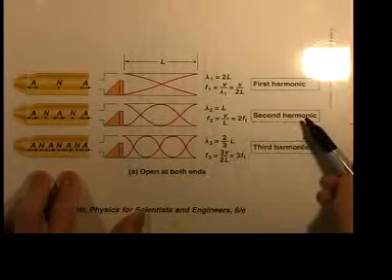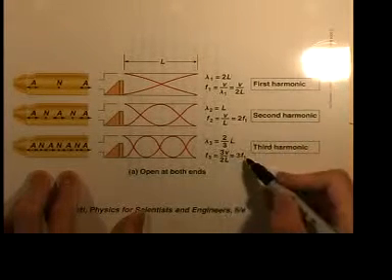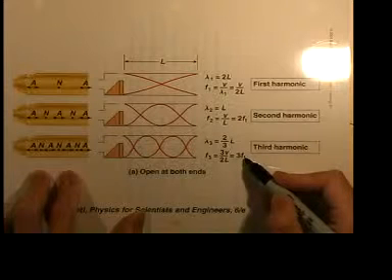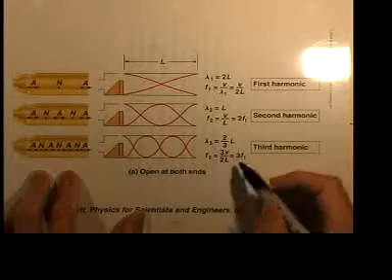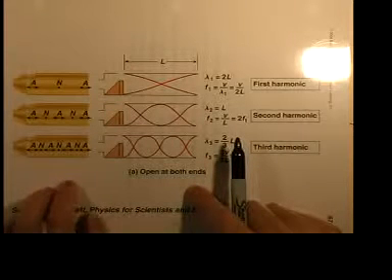Okay, so here's the second harmonic. And then you have the third harmonic and so on. You can do this calculation. Turns out the third harmonic is 3 times in frequency compared with the first one. Okay, so this is when you have a pipe with both ends open.